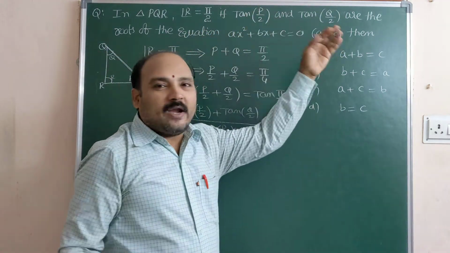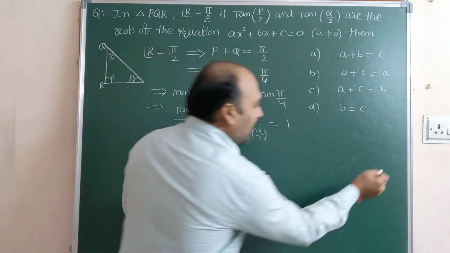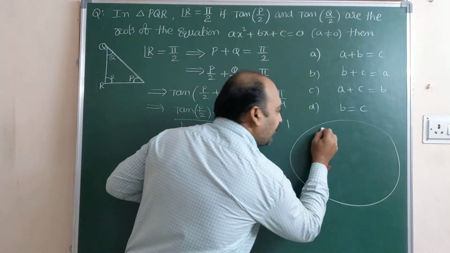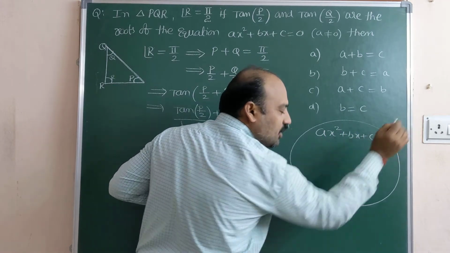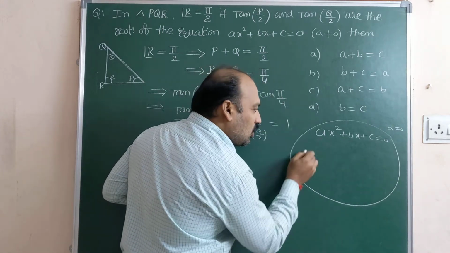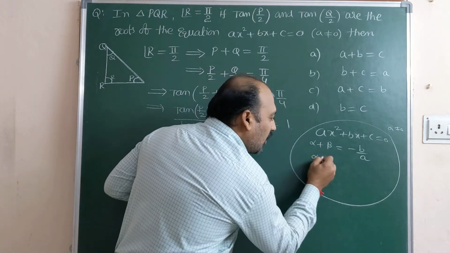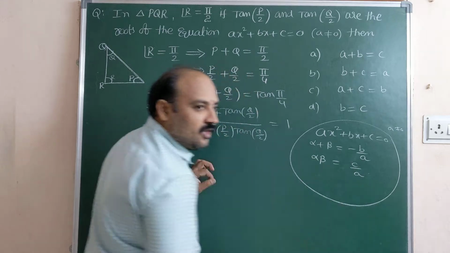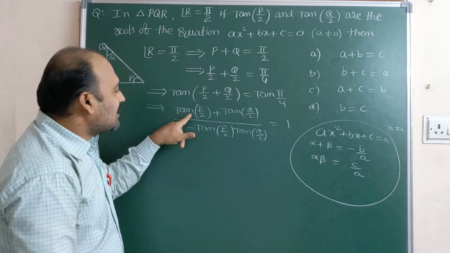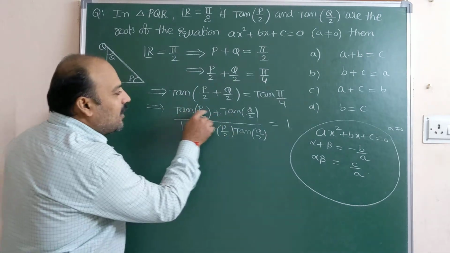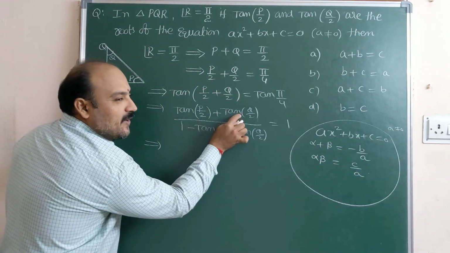Tan P by 2, tan Q by 2 are the roots of the equation ax square plus bx plus c equal to 0. Observe, dear students, ax square plus bx plus c is equal to 0 is the quadratic equation where a is not equal to 0. For this, alpha beta are the roots. So sum of the roots, alpha plus beta equal to minus b by a only, no? Product of the roots, alpha beta equal to c by a. In place of alpha and beta, you have to take tan P by 2 and tan Q by 2. Sum of the angles only, no? So tan P by 2 plus tan Q by 2, this value equal to minus b by a. So alpha value, this is beta value.